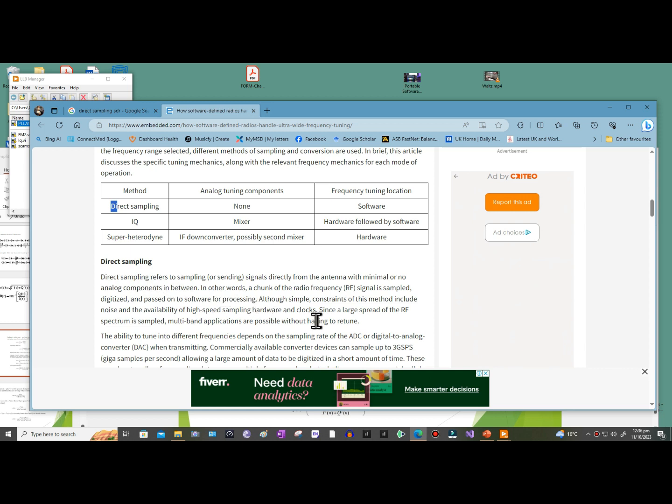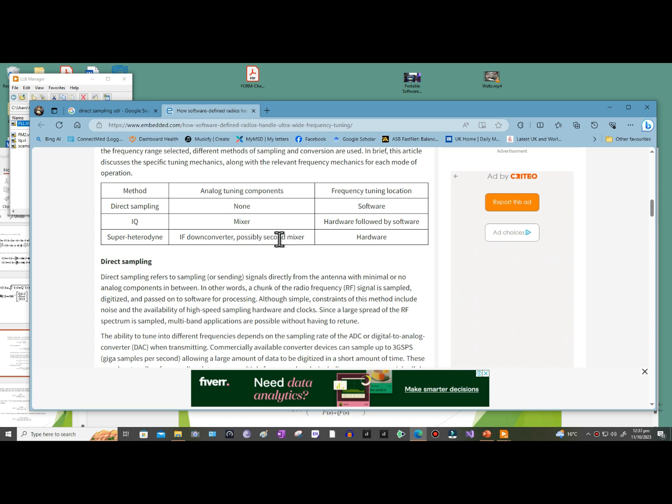Direct sampling refers to sampling signals directly from the antenna. Well, it wouldn't be just from the antenna, it would be from a low noise amplifier connected to the antenna, of course, with minimal or no analog components in between. So you take a huge chunk of the radio frequency and sample it, and then you pass it on to the software. So then you've got hardly any analog components. Everything's done by software. This is the one I've just talked about, which is the IQ, which is hardware followed by software. And then there's this superheterodyne version, IF down converter, a second mixer.